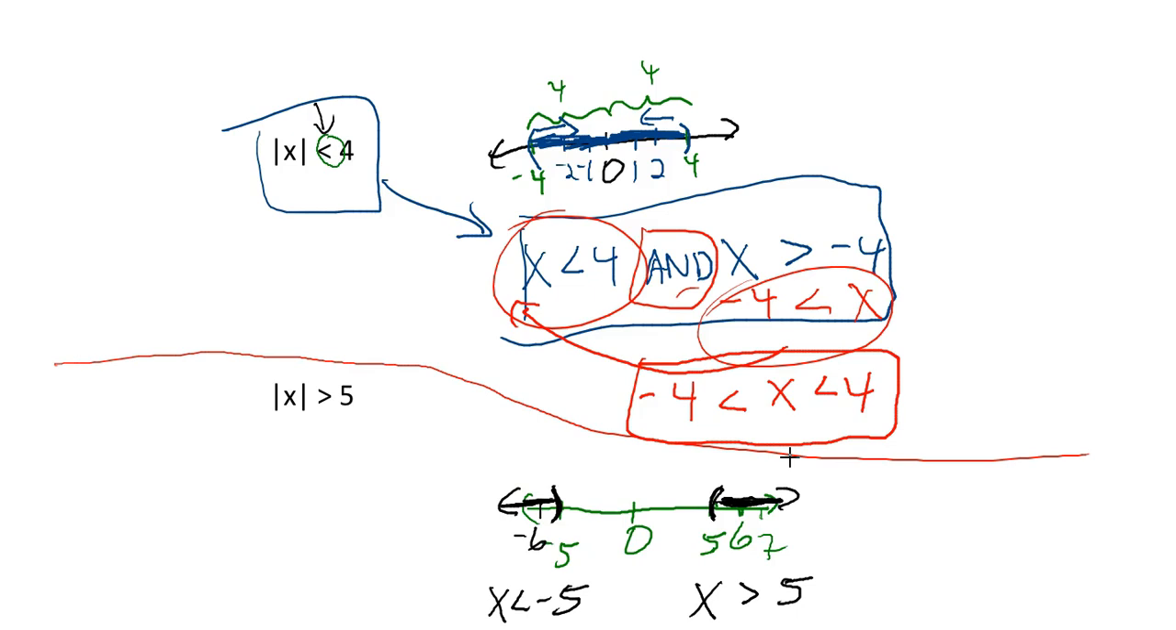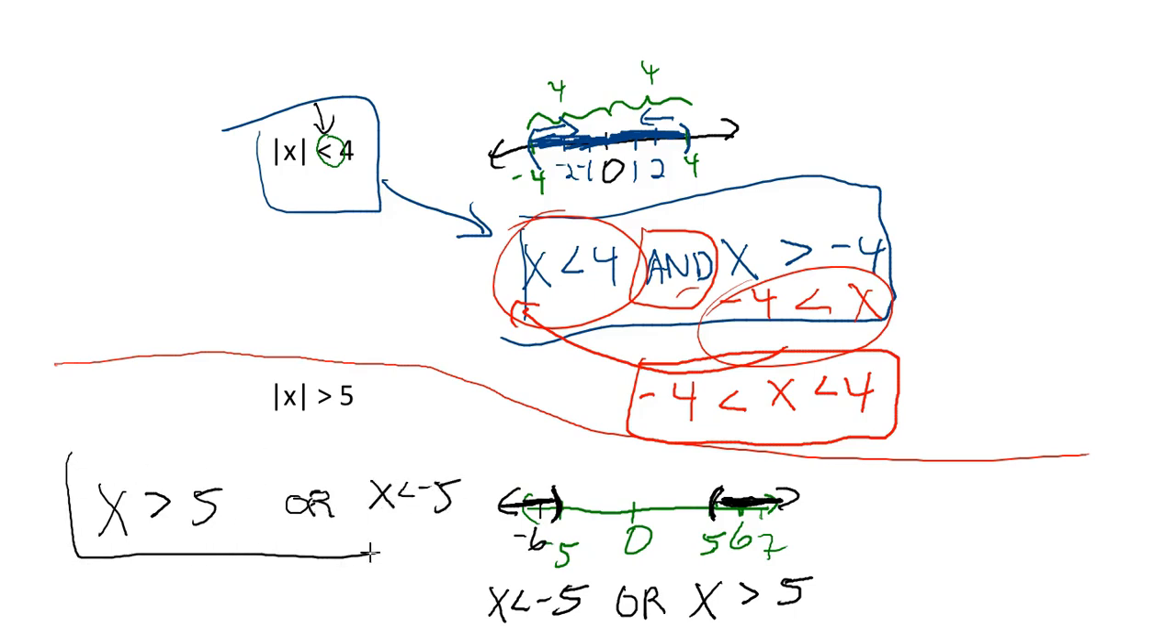So if you want to be in this set of numbers, you either need to be bigger than 5 or you need to be less than -5 to be in this set. And so this is an or, right? And so if you write this over here, I'm going to put this one first, greater than 5 or less than -5.